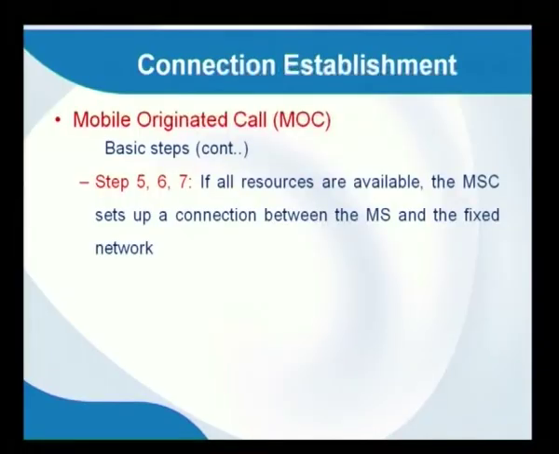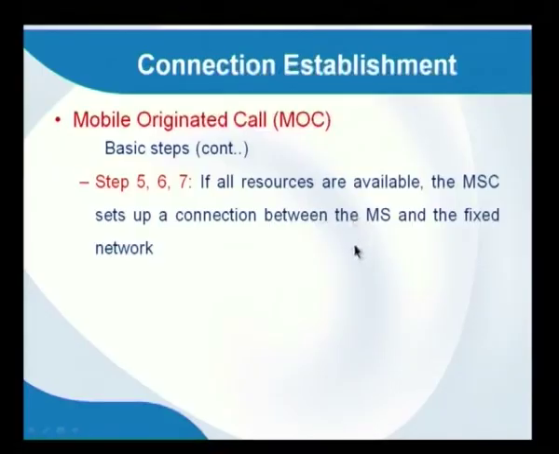Once all the checks are over, in steps 5, 6, 7 the call will be established. So, in the mobile originating call, definitely one mobile station is the source. The destination may be another mobile station or a station of some other outside network. If all the resources are available, now the mobile switching center sets up a connection between the mobile station and the fixed network. Let us map our discussion about the mobile originating call to the corresponding diagram.